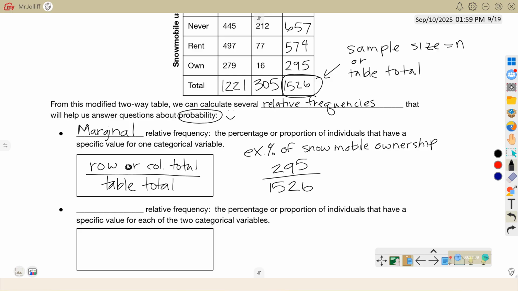How do I turn it into a percent? Very good. Times 100. Perfect, perfect. Somebody with a calculator. What do we get when we do that? 19.3. So of those 1,526 people that we surveyed, 19.3% of them own a snowmobile, which is a really high percentage. This must be living somewhere where there's lots of snow. That seems like an oddly high percentage of people who own a snowmobile.